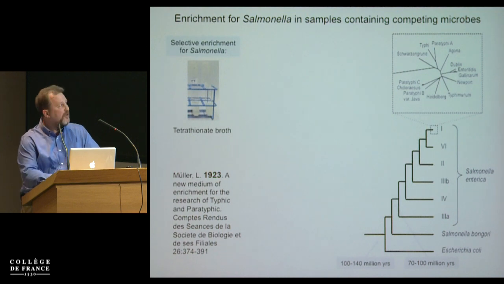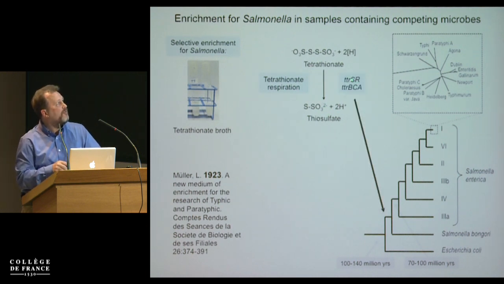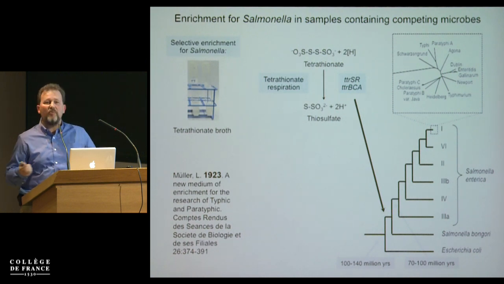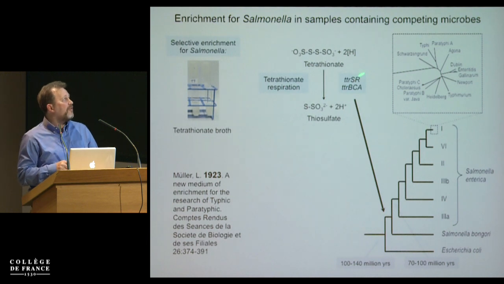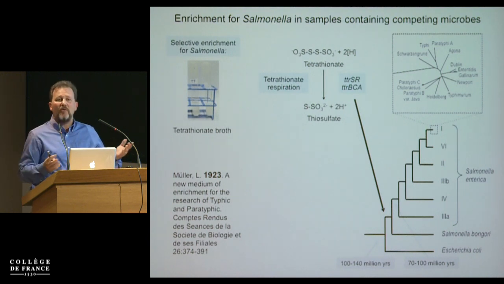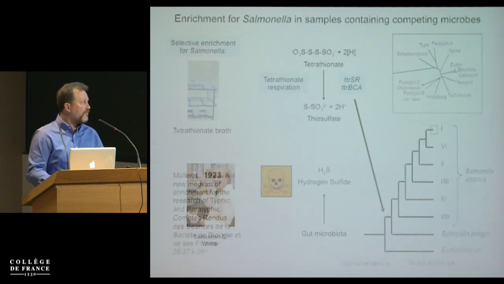The broth works because tetrathionate can be used by Salmonella as an electron acceptor for anaerobic respiration. So instead of oxygen, they can use tetrathionate, reduce it to thiosulfate. The genes for that respiration were acquired early on in the evolution of Salmonella, so they were present in all Salmonellas. So we have something which is conserved, which allows Salmonella to outgrow other bugs that look promising, but we didn't know where the tetrathionate was coming from.